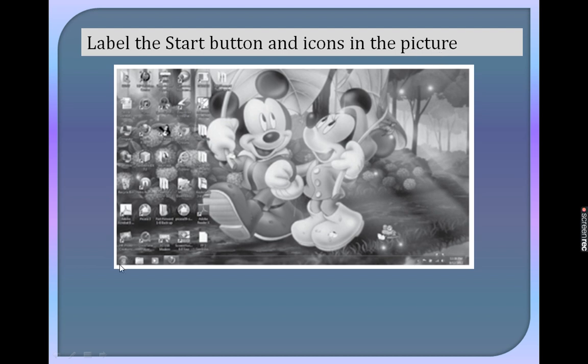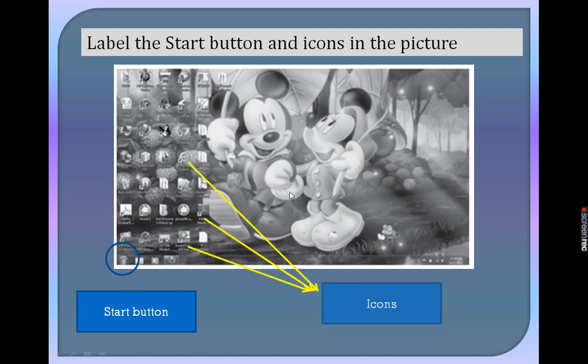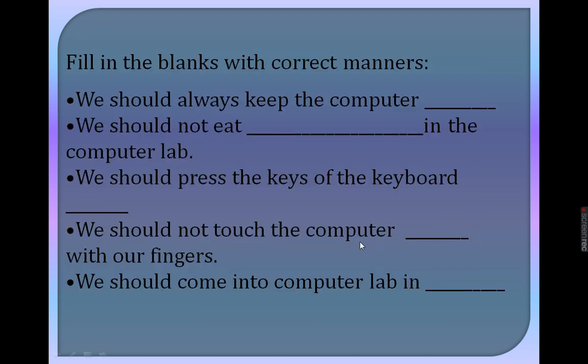Label the start button and icons in the picture. We have to find where is the start button and what do you mean by icons. So, where is the start button? Yes, our start button is here. Okay, now icons. So, all these pictures on the desktop are called as icons.